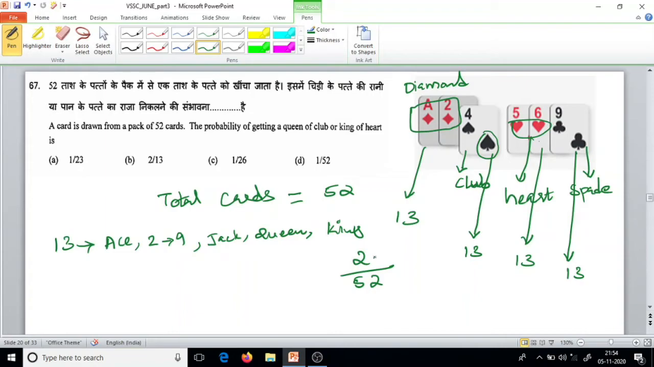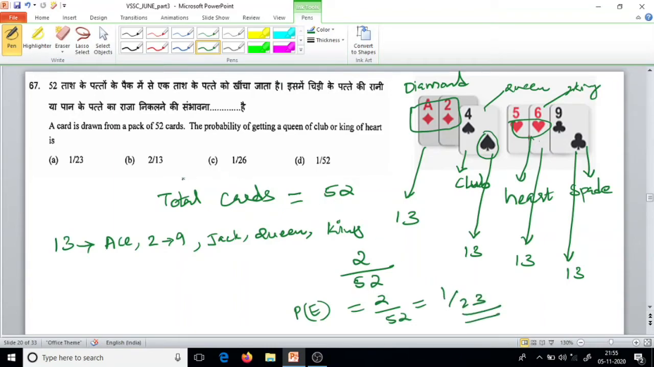That means we can get the queen of club. In this set we can get a queen, or king of heart, in the heart set we can get king. Only two favorable conditions from 52, the total number of conditions. So probability of this event equals 2 by 52, which equals 1 by 23. So 1 by 23 is the answer, option A.